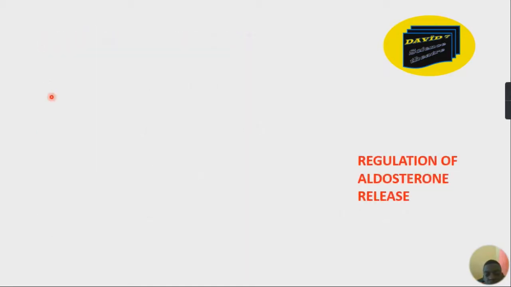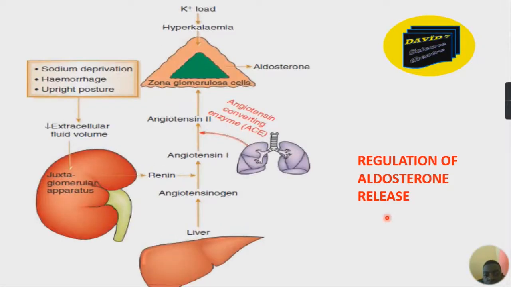Let's continue. So now we want to talk about regulation of aldosterone release. How is it regulated? If I have potassium load here, and it increases such that I have hyperkalemia, much potassium in blood, this one will stimulate the adrenal cortex, a zone which we call the zona glomerulosa cells, to release aldosterone.